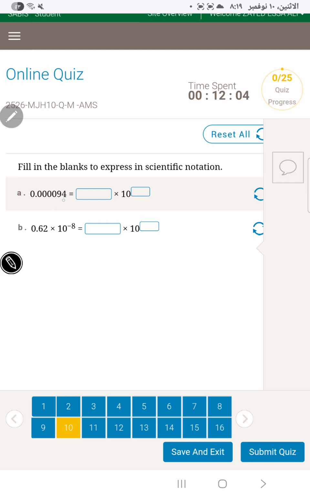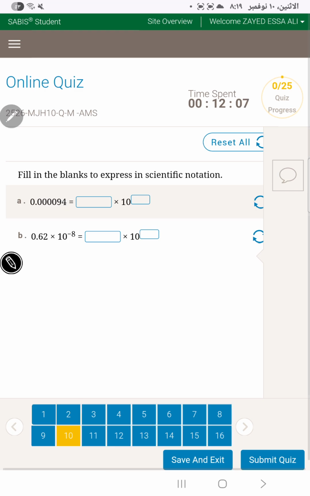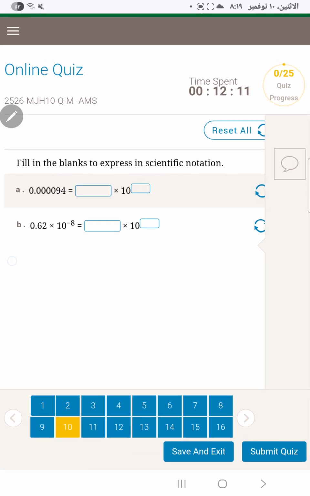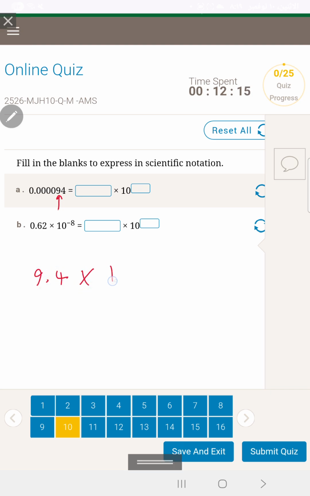Question number 10. Fill in the blanks to express in scientific notation. The decimal must be here after 9. So here the decimal, 9.4 times 10 to the power of. Now count how many places you have to move to the left. 1, 2, 3, 4, 5. So minus 5. Now this one, you have to move the decimal one place to the right. It becomes 6.2 times 10 to the power of minus 8.